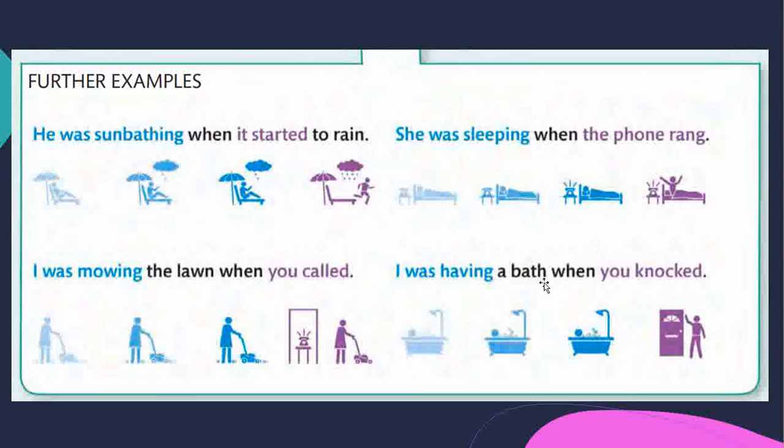I was having a bath is past continuous tense, a long term action that continued in the past. When you knocked is simple past tense. That means this action interrupted or stopped the previous action. So long term background action is past continuous tense, and the interrupting action is always in simple past or a short term action. At this point, you're requested to construct sentences using a past continuous tense with an interrupting simple past tense so that you are well prepared for story writing.